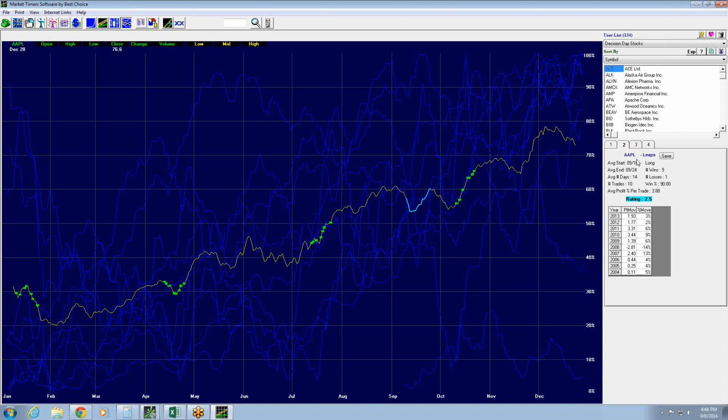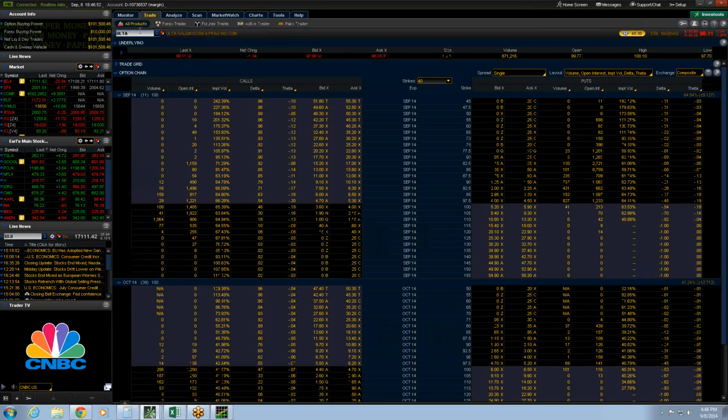However, seasonally, 3.88 move. Look at the volume.